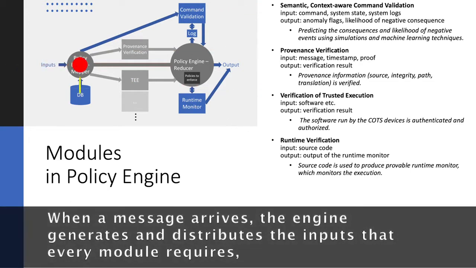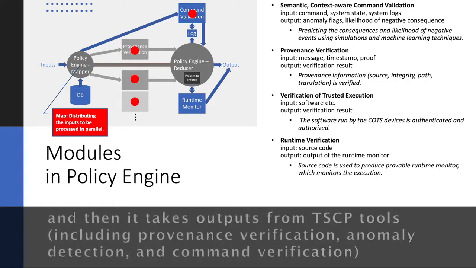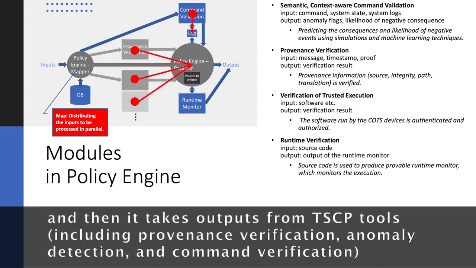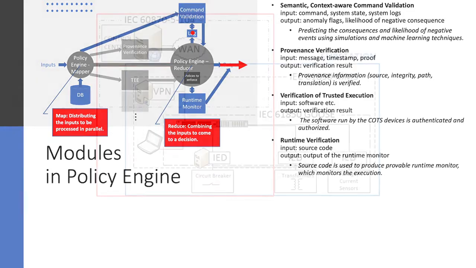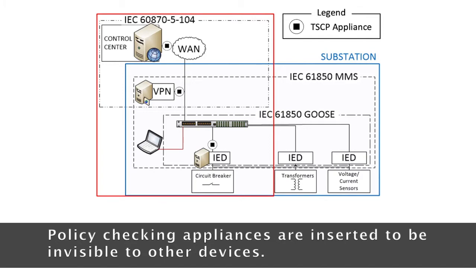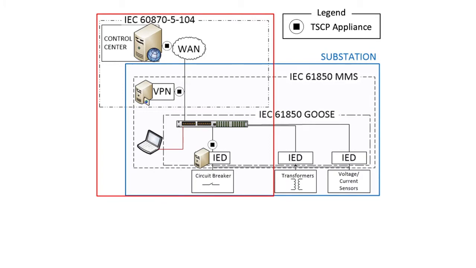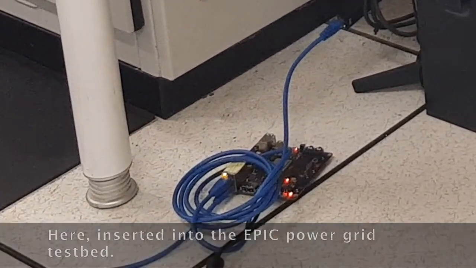When a message arrives, the engine generates and distributes the inputs that every module requires, and then it takes outputs from TSCP tools and checks for any violation of security policies as messages are exchanged among the components of the target system. Policy checking appliances are inserted to be invisible to other devices. Here, inserted into the EPIC Power Grid testbed.